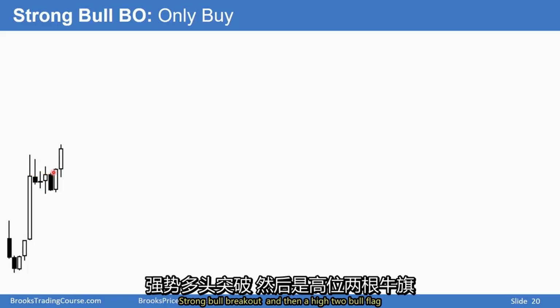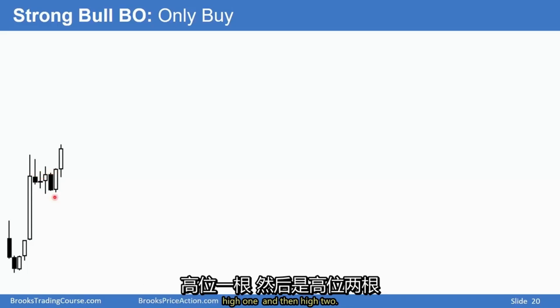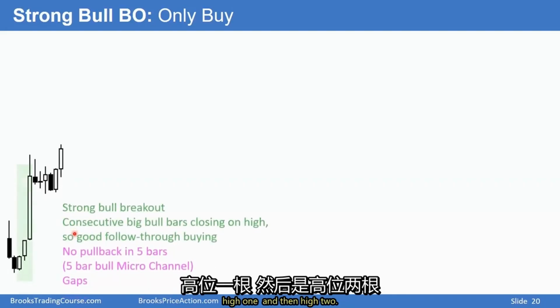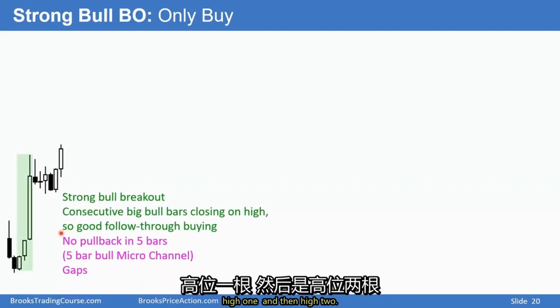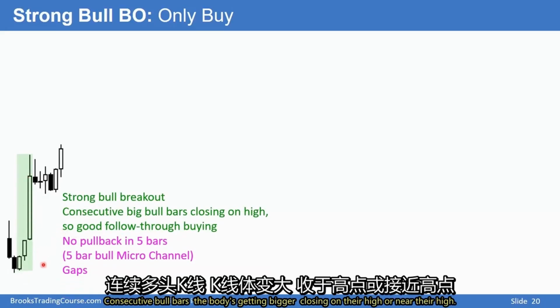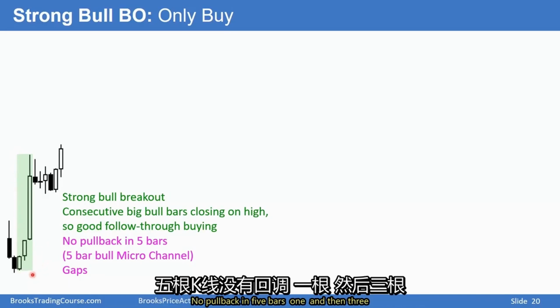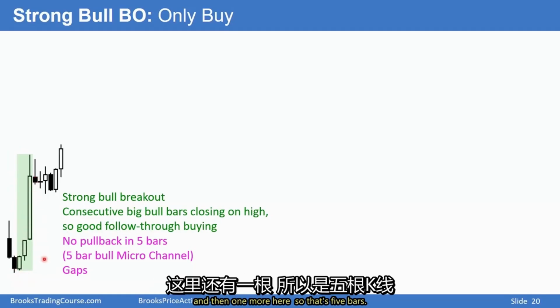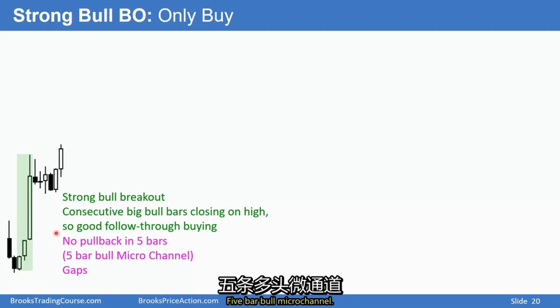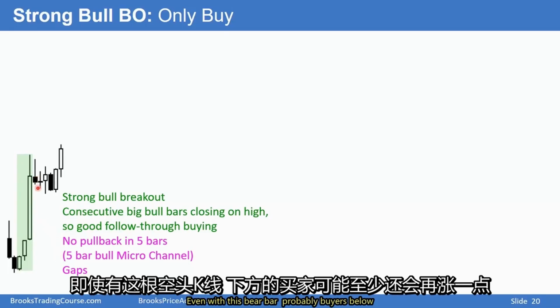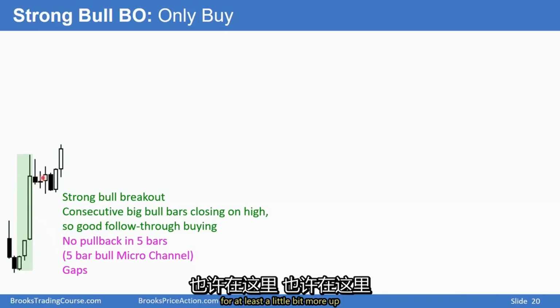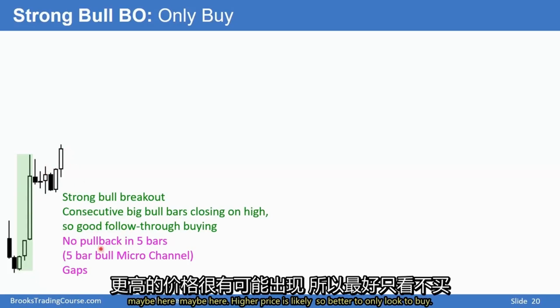Strong bull breakout, and then a high 2 bull flag, high 1, and then high 2. Consecutive bull bars, the bodies getting bigger, closing on their high or near their high. No pullback in 5 bars, 1 and then 3 and then 1 more here, so that's 5 bars. 5 bar bull microchannel. Even with this bear bar, probably buyers below for at least a little bit more up. Maybe here, maybe here.